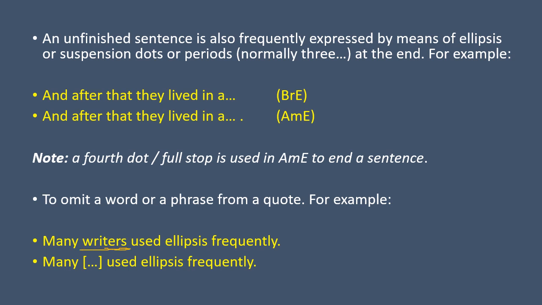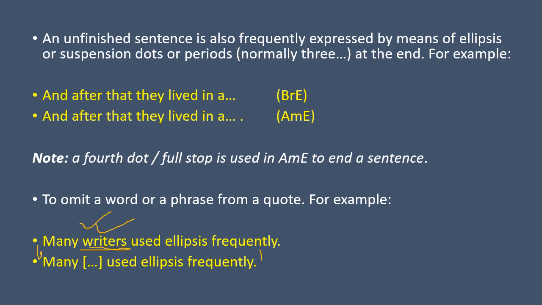So for example, this is a quote, and I just want to use this in my piece of writing, and I think that this sentence would be okay without writers. Let me put inverted commas here, because I am quoting somebody, but I am not writing the word writers, because I think the sentence can do without that. So see that "many used ellipses frequently." That's fine. Probably we have been talking about writers, so we don't want to use writers again.